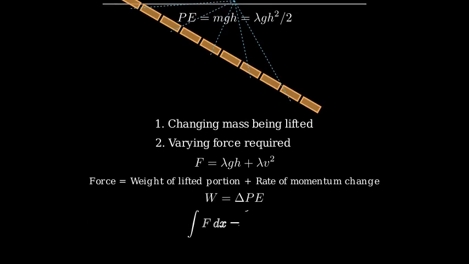The principle of conservation of energy tells us that the work done in lifting the chain equals the total potential energy gained. The work done is the integral of the force over the distance, while the potential energy gained is determined by the final height of each segment.